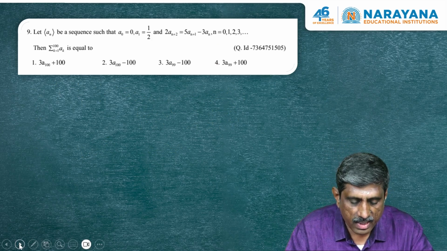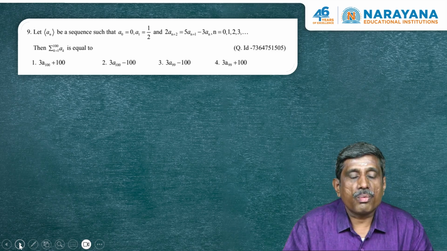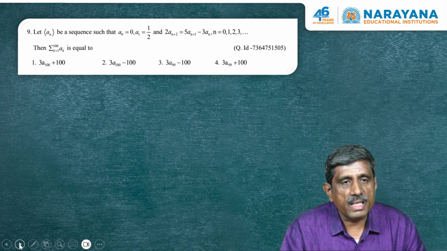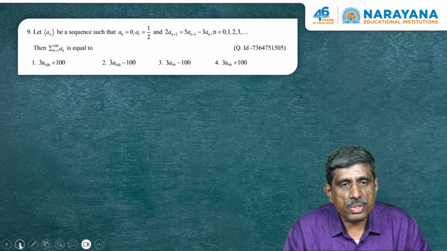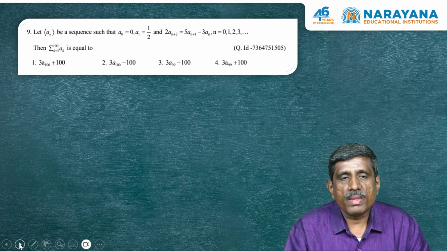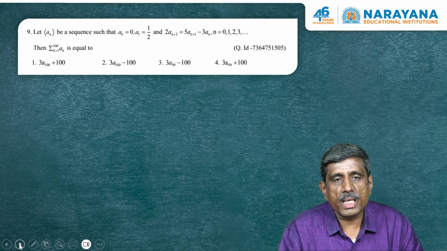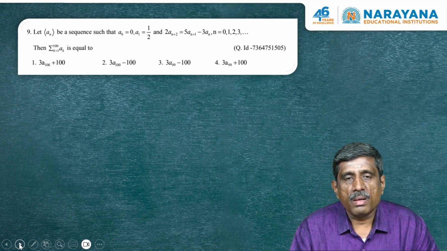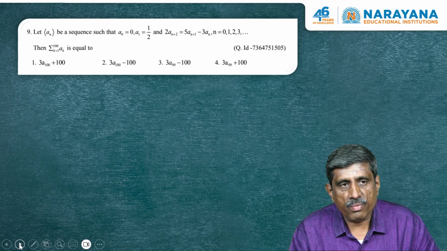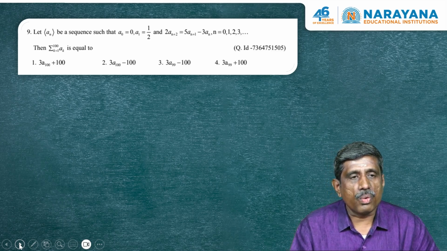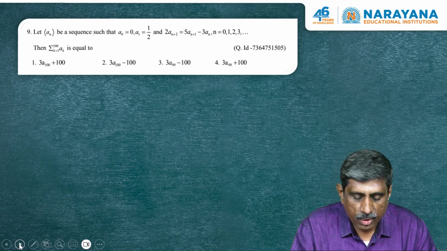Let us move on to the next question. A question under sequence and series. We have a sequence a_n with a_0 equal to 0, a_1 equal to 1/2, and 2 times a_(n+2) is equal to 5 times a_(n+1) minus 3 times a_n for n equal to 0, 1, 2, 3. We are asked to find what is the sum of a_k for k equal to 1 to 100. I will do one thing.